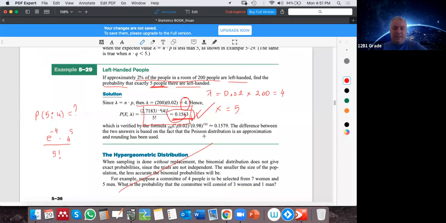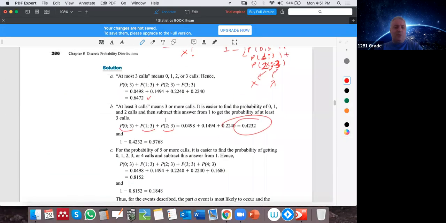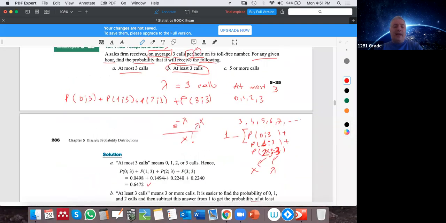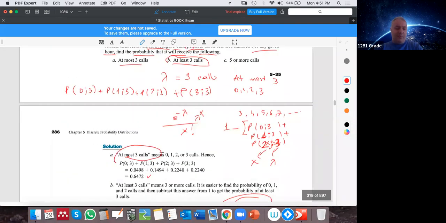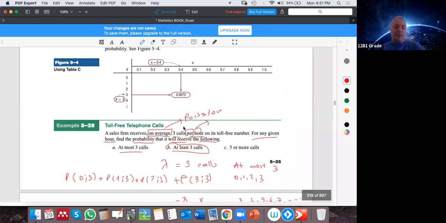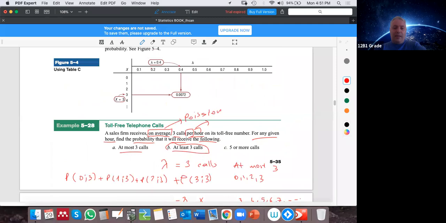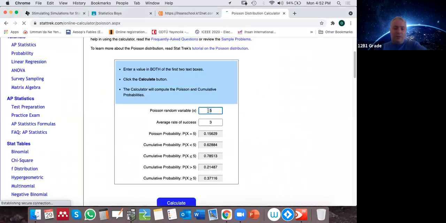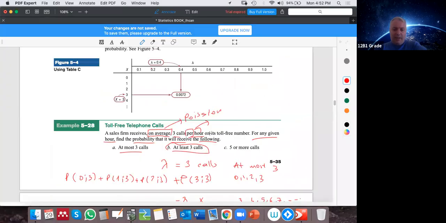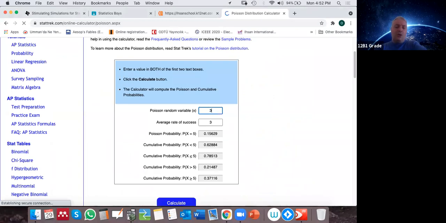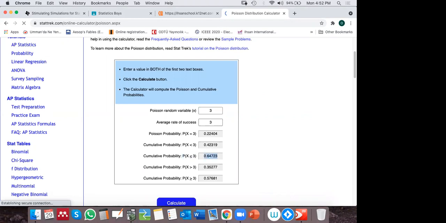And when I want to talk about this case, for example, this question, let's say at most 3. So what was the lambda? 3. Let me write it here. Lambda is 3, and the Poisson random variable is at most 3, right? They are both 3. So when I say calculate, be careful, at most. So my x less than or equal to 3, I can choose this one. What is the result? 0.647.